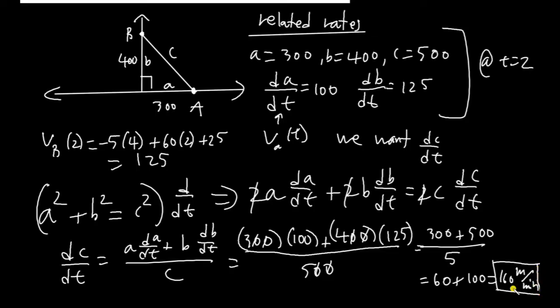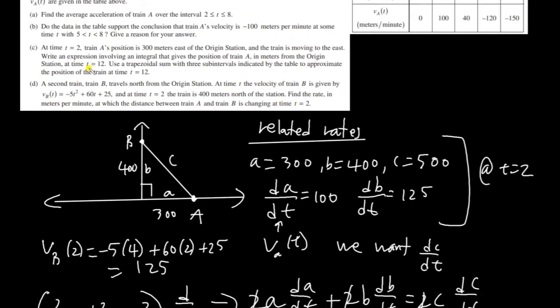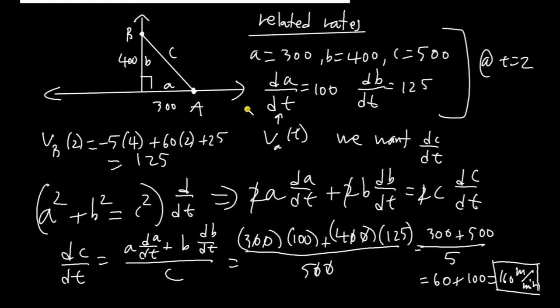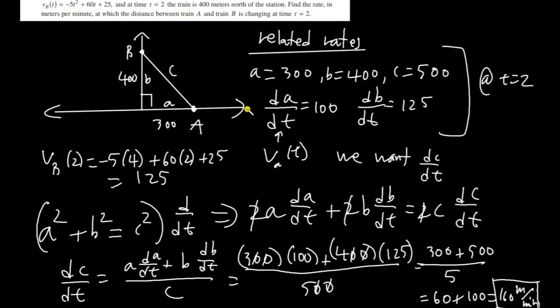Okay, there we go. That was a problem, right? That was the rate at which the distance between train A and train B is changing at time t equals 2. This was a 2-point question. 1 point for successfully taking the derivative of this equation, and 1 point for the correct answer.